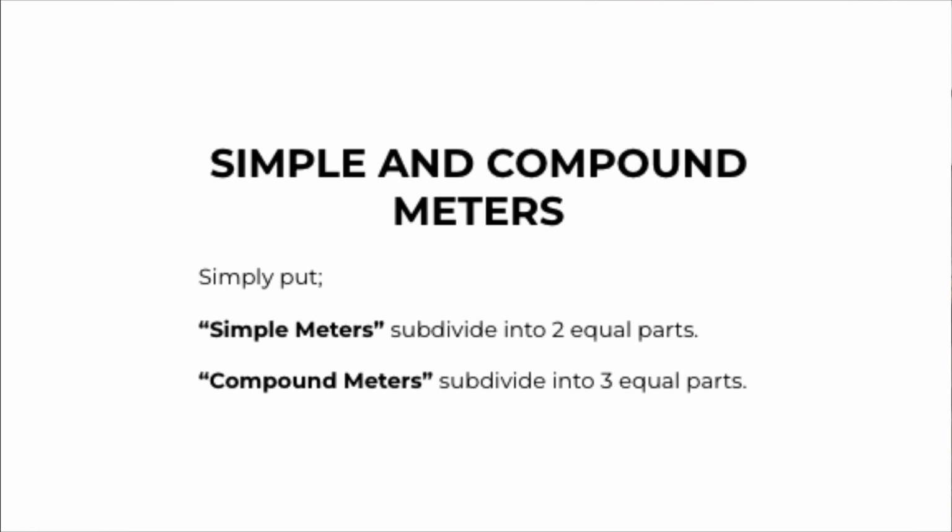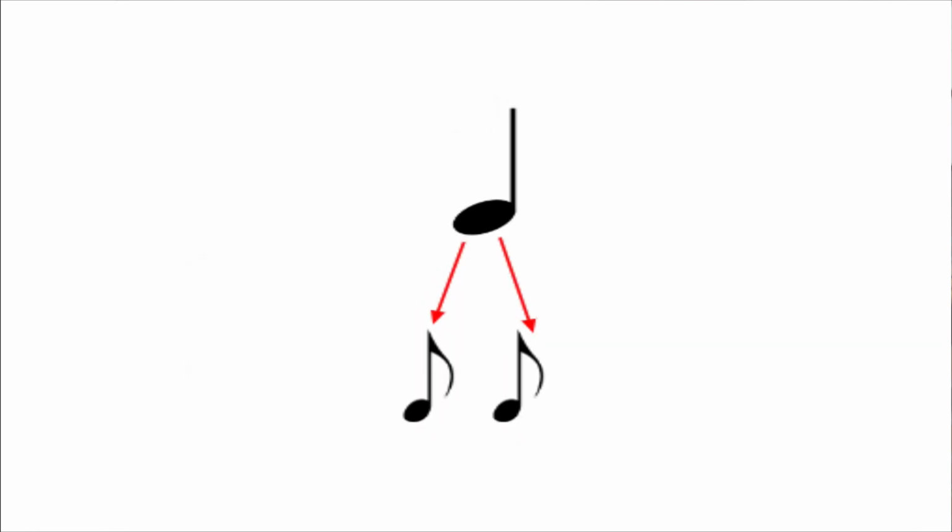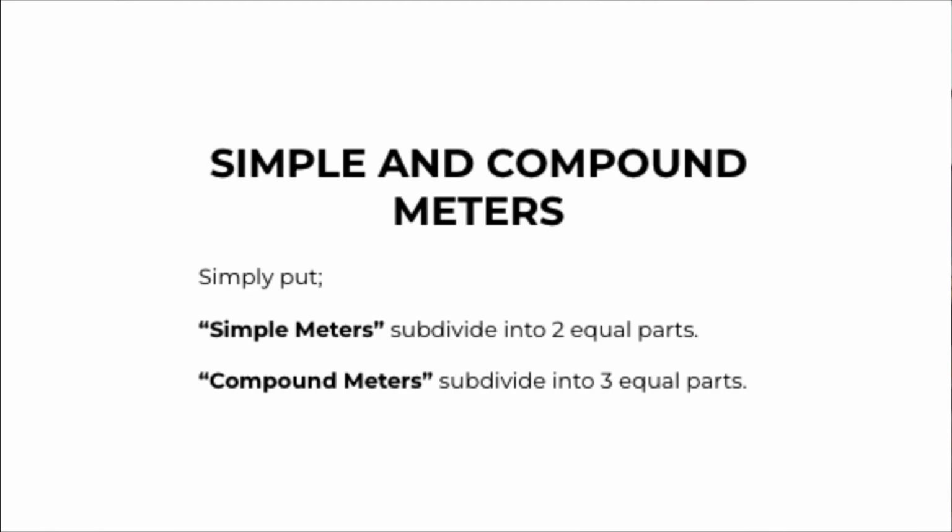Very well, let's continue. So we have what is called simple meters and compound meters. Simply put, a simple meter subdivides into 2 equal parts. So every single beat you can break it even halfway. For example, you have a whole note. If you divide it right in half, you get what? 2 half notes. If you divide those 2 half notes, then you get 4 quarter notes, and so on, so on, so on.